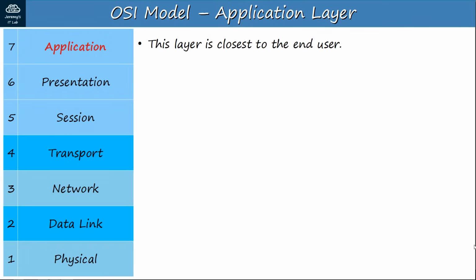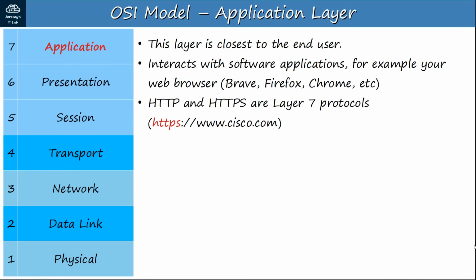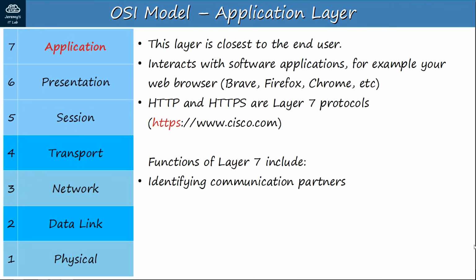The application layer is the layer that is closest to the end user. The application layer interacts with software applications that have some communication component, such as your web browser, whether that's Brave, Firefox, Chrome, or whatever. For example, HTTP and HTTPS are layer 7 protocols. Notice HTTPS before Cisco.com, indicating that HTTPS is being used to get this website and view it in the browser. Keep in mind that layer 7 doesn't include the application itself, like Chrome or Firefox, but rather the protocols that interact with the application, like HTTP or HTTPS. A couple functions of Layer 7 are identifying communication partners and synchronizing communication. Let me explain how it does this.